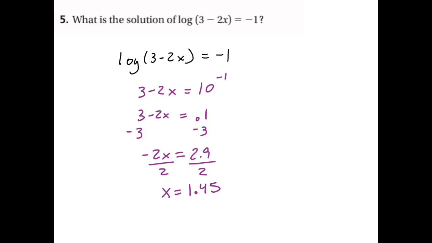Oh, oops, excuse me. It's not negative. Forgot I had to divide by negative 2. My bad. So your answer should be 1.45. So we subtracted the 3, got negative 2.9 divided by negative 2, and negative 2.9 divided by negative 2 is just a positive 1.45. There we go.